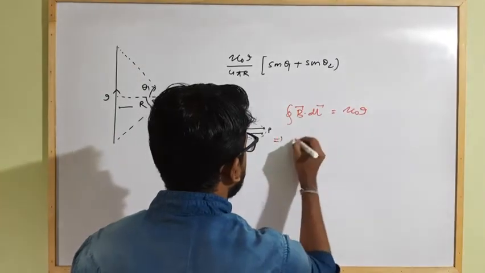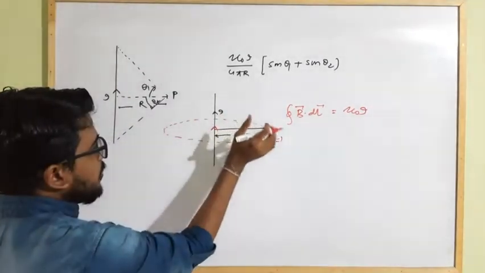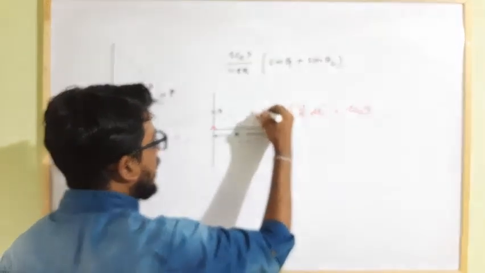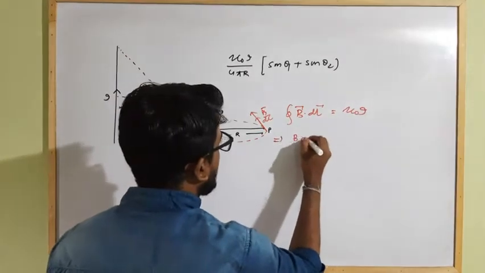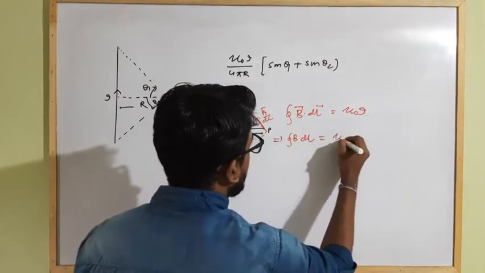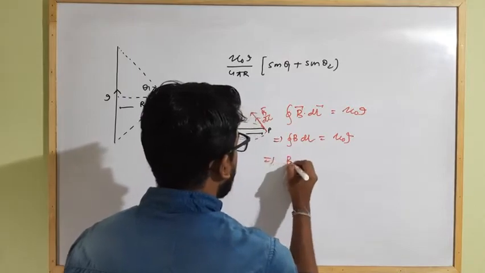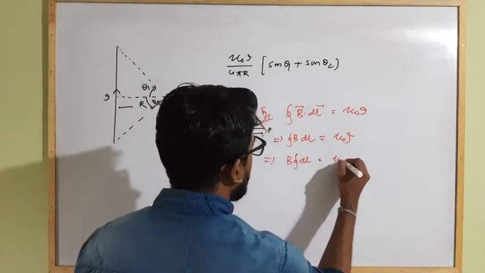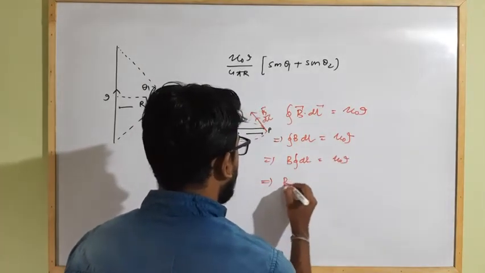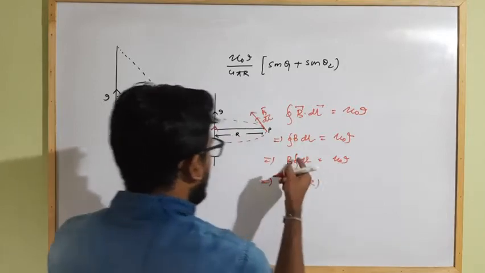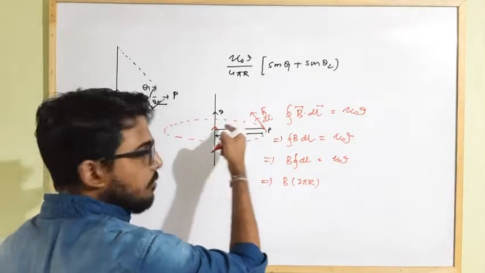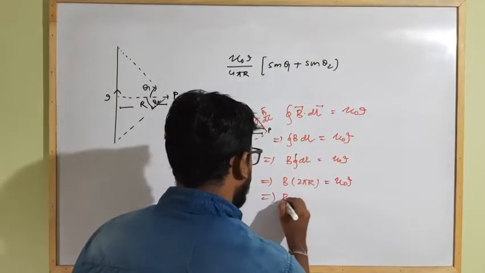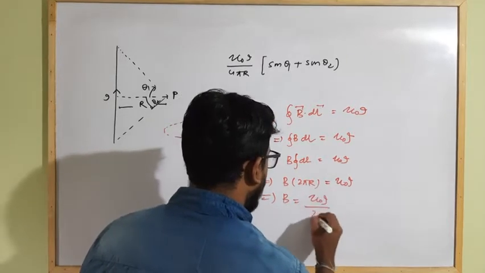So this implies B, as the current flows like this, B will be like this. At this point the tangent will be B, and we consider the directions of dl vector and B vector to be the same, so the angle will be 0. So the closed integral of B dl will be mu naught I. B will be constant at each point, so the closed integral of dl equals mu naught I. So this becomes B into 2 pi r, since the closed line integral of dl is the complete length of the Amperean loop, 2 pi r, equal to mu naught I. So B will be how much? Mu naught I divided by 2 pi r.